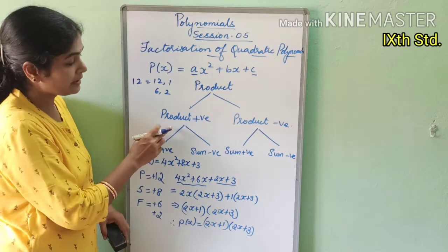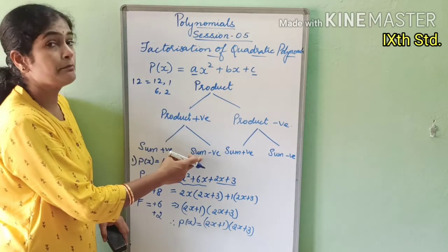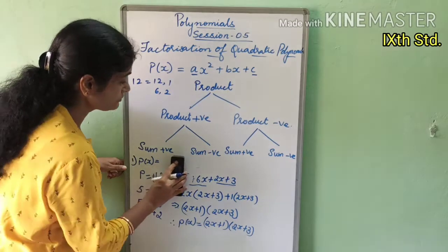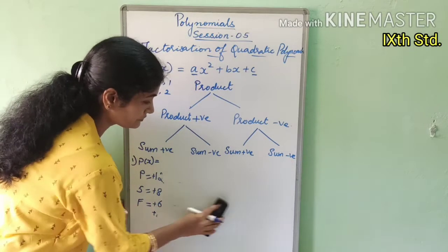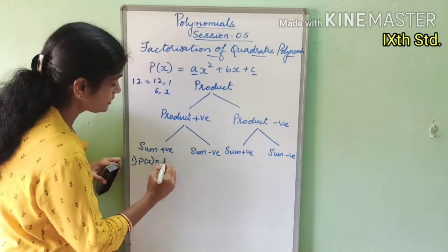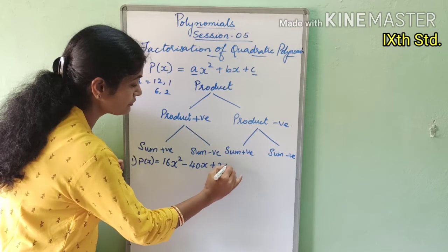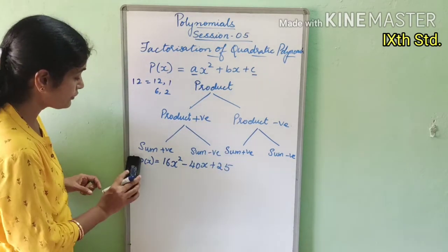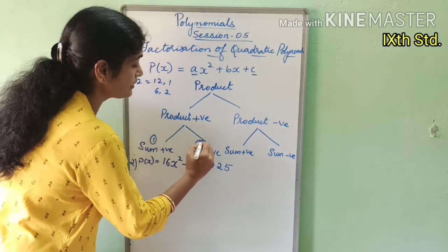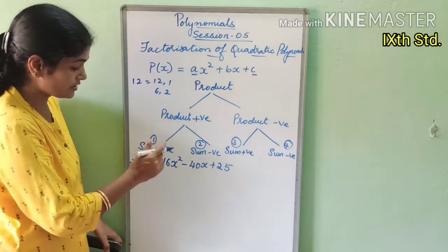Right. Now we will take up an example of the quadratic polynomial where product is positive, sum is negative. Okay, here only I will be doing that. Say 16x square minus 40x plus 25. This is for which one? This is for the second one I am taking. I will write this as first type, this is second, third, and this is fourth. So 4 problems we will be solving. So this is for the second one.